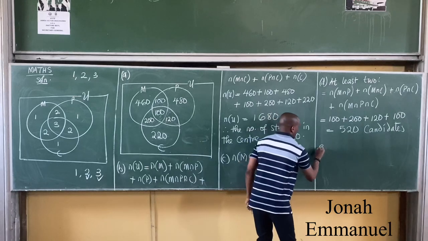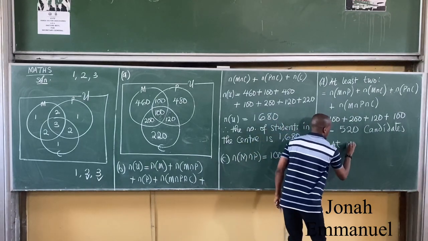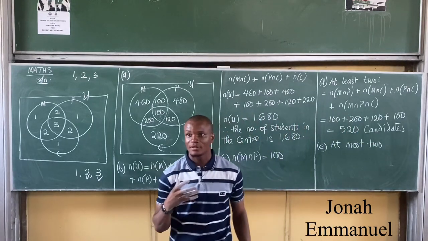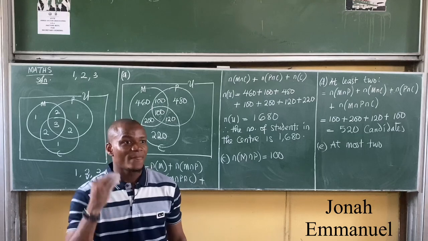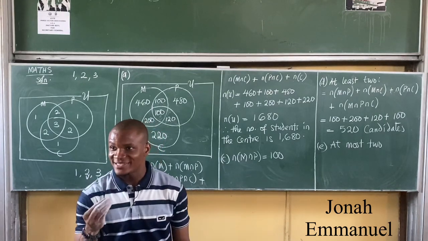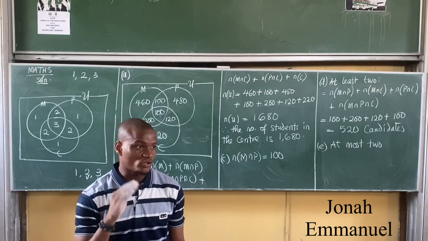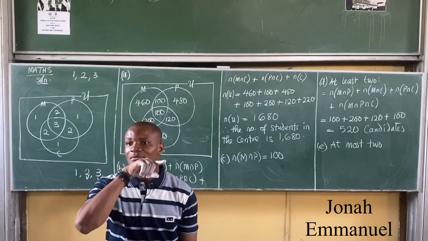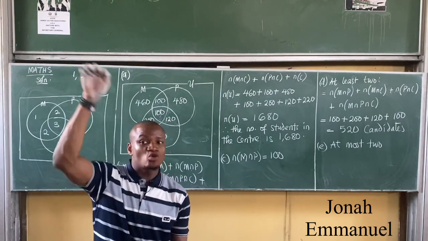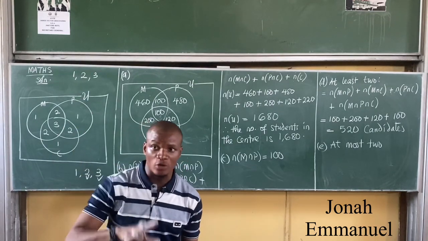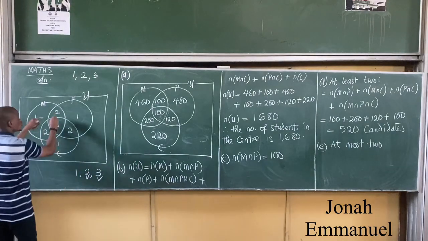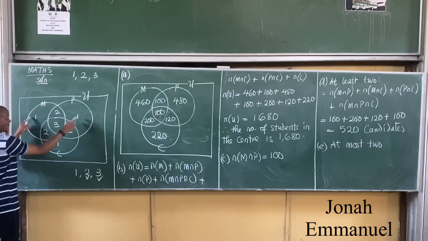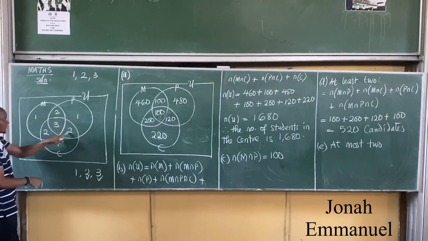Alright, the next says at most 2. Listen, please. At least 2 means my smallest value should be 2, so I'm taking 2 and above. If I say at most 2, what does it mean? It means 2 and below. So I'm taking those spaces that have 2 and 1. That becomes 1, 2, 3, 4, 5, 6.